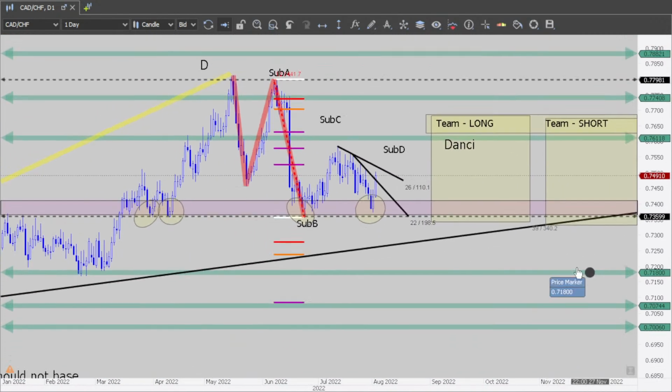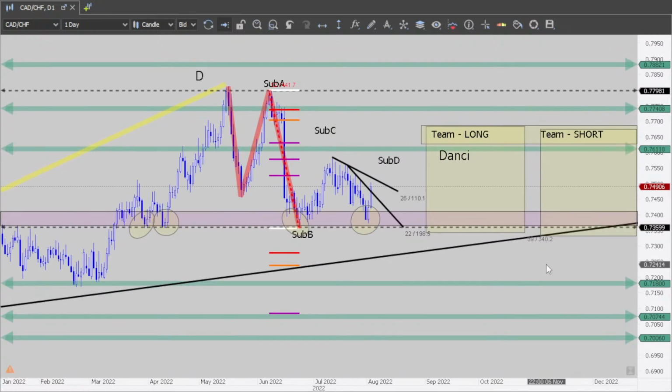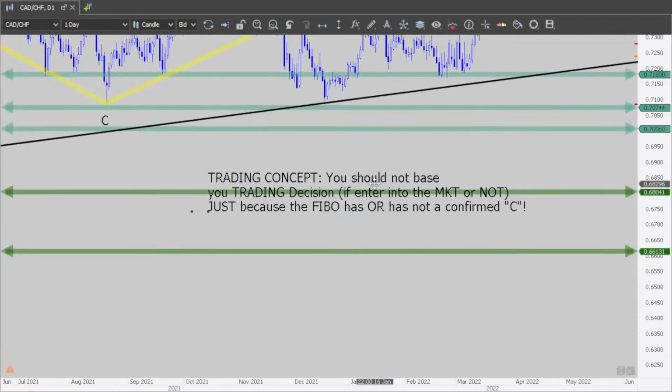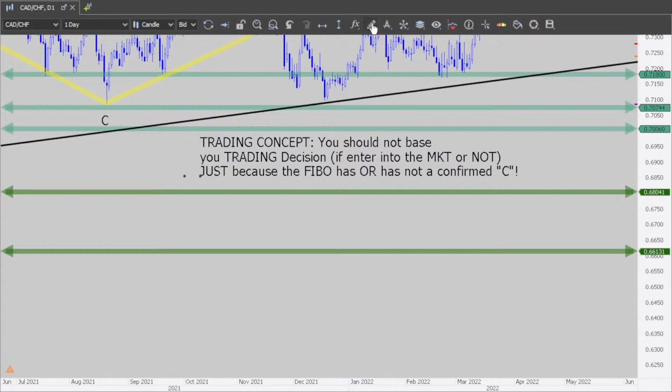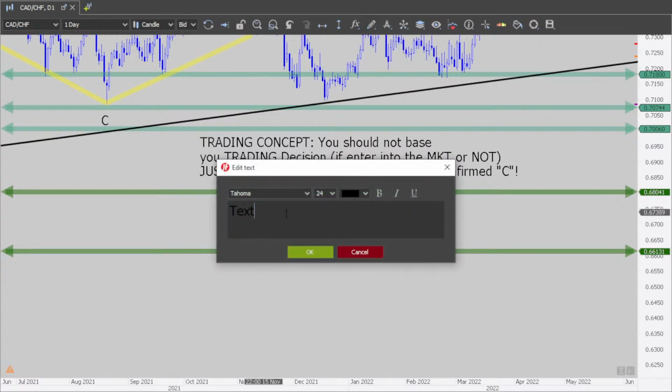Make sense, everybody? Oh, but it's a 50% rate, says someone. Everybody, again, let's have a conversation. 50%, okay, so how can we say this? It's a trading concept.